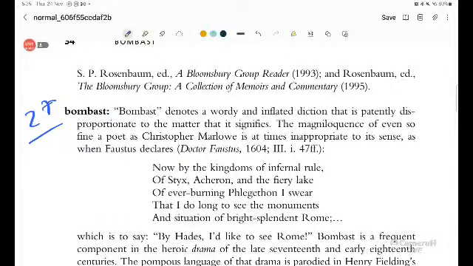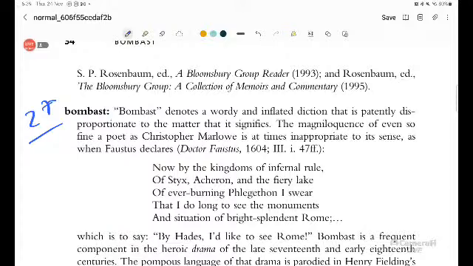Bombast denotes a worldly and inflated diction that is patently disproportionate to the matter that it signifies. The magniloquence of even so fine a poet as Christopher Marlowe is at times inappropriate to its sense.